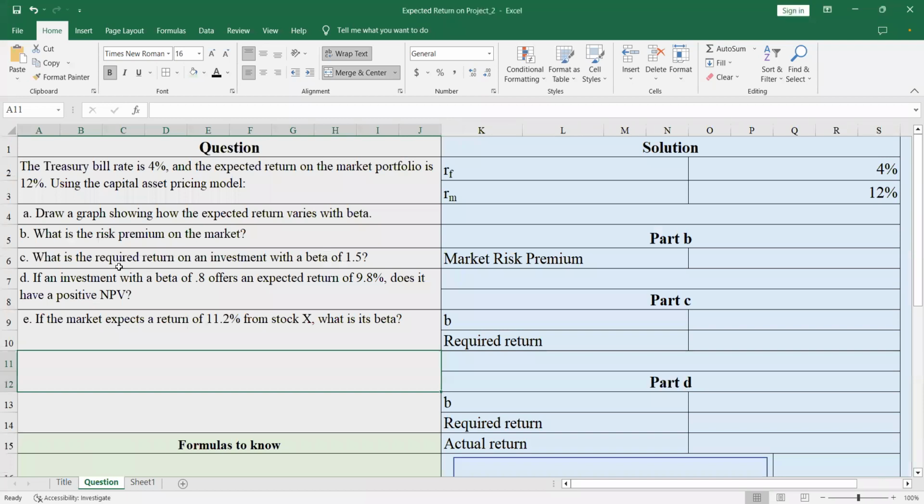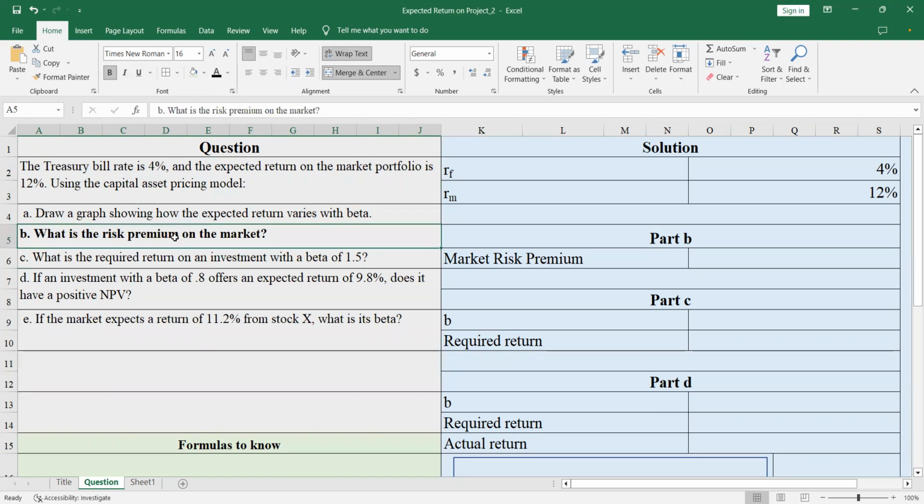So the question we are given is that the treasury bill rate is 4% and the expected return on the market portfolio is 12%. Using this information and the capital asset pricing model, we have to find the market risk premium.